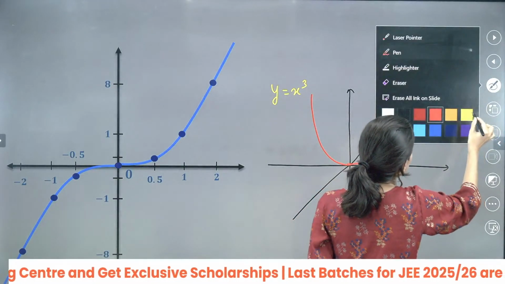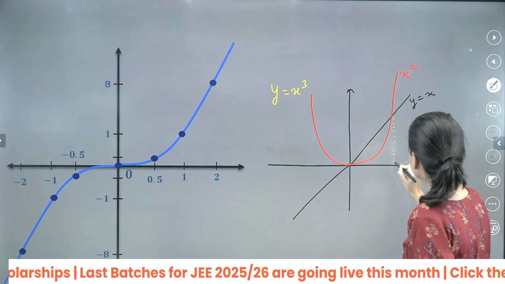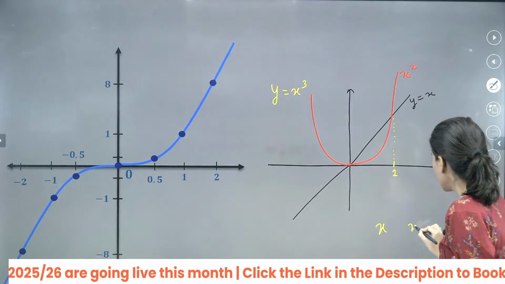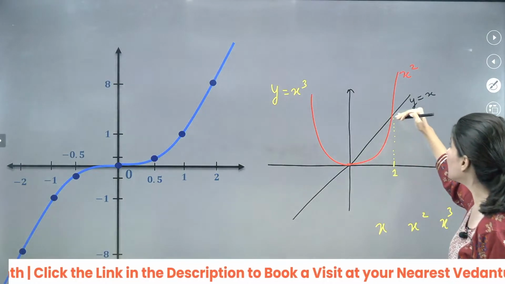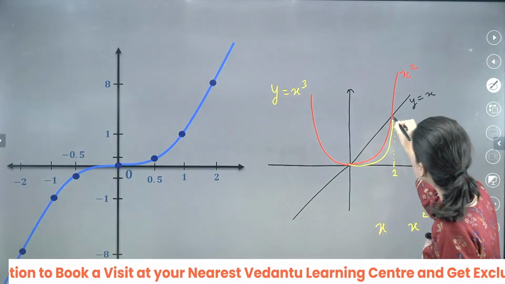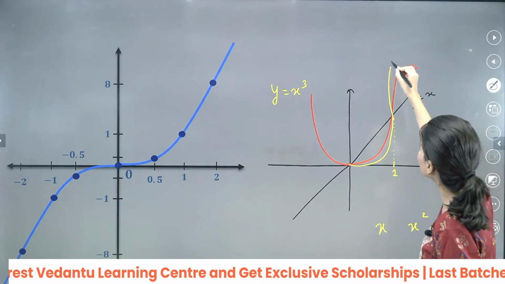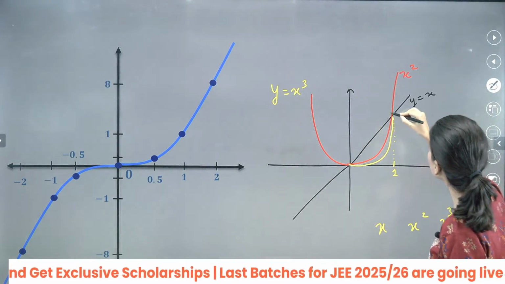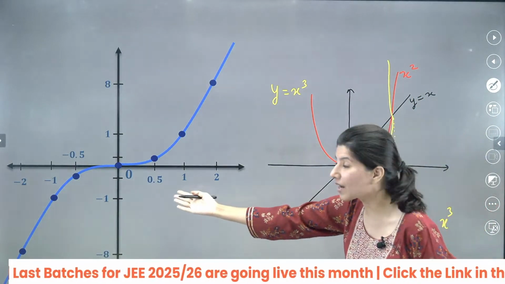Now y equals x cube. If I talk about x square and x cube, did you notice that when x is fractional, x square is smaller and x cube will be way smaller between 0 and 1, but after 1 my x cube will be bigger. So this is the approximate graph of x cube over here. The comparative study we are doing, x cube graph looks like this.